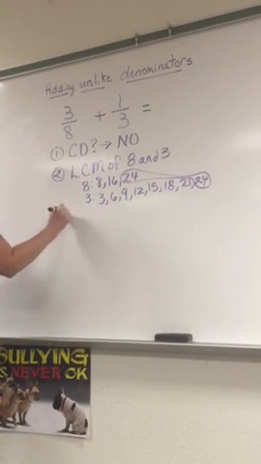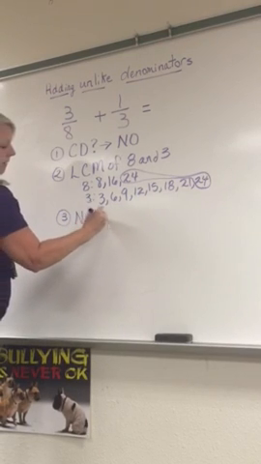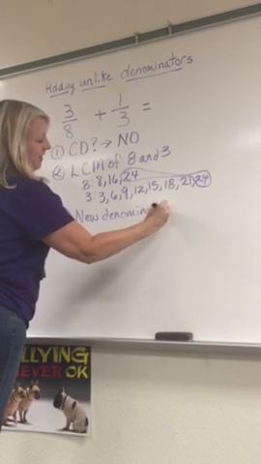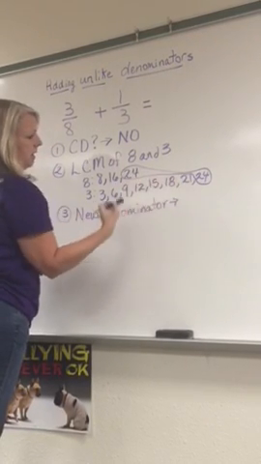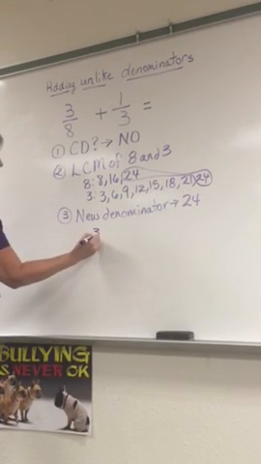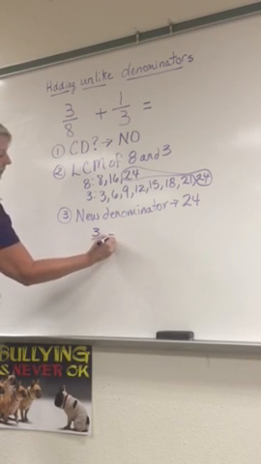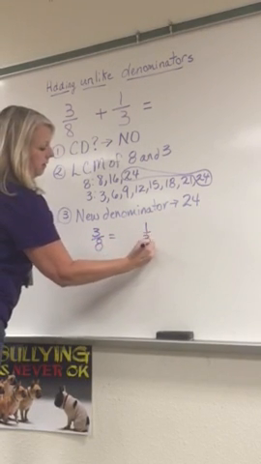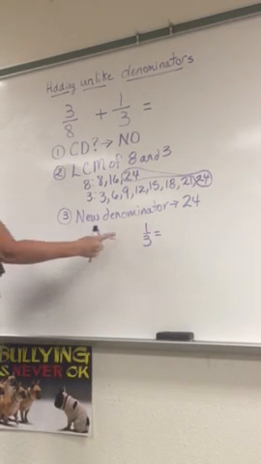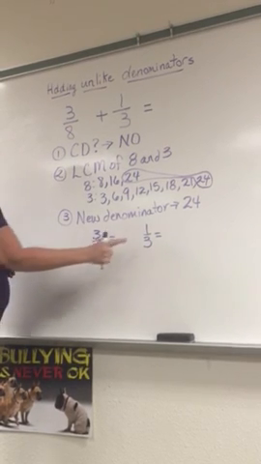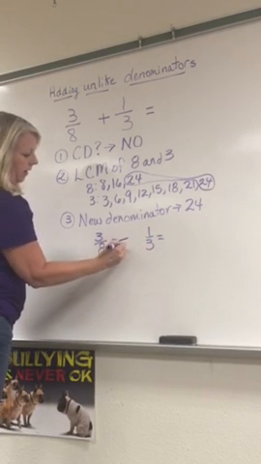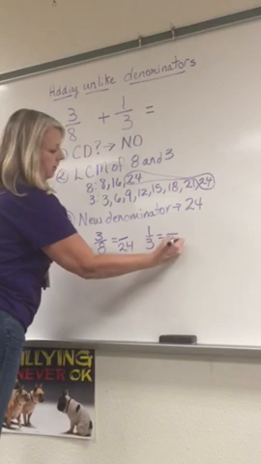So step 3 is we need to make fractions with new denominators, which is our least common multiple, 24. So we want to write our two fractions, 3/8 and 1/3. And I want you to push pause and find a new fraction that's equivalent to 3/8 and a new fraction that's equivalent to 1/3 using the denominator of 24.